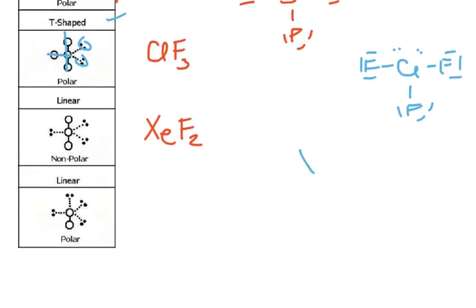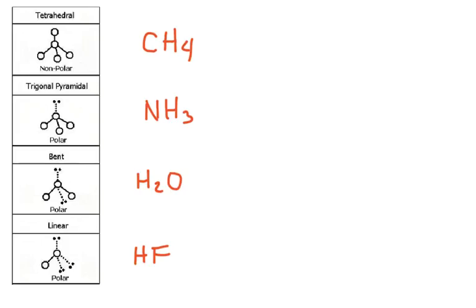XeF2, okay, xenon has 8 valence electrons. We can use 2 of them to hook on the fluorines, and that leaves 6, which would be 3 pairs. Steric number 5, 3 lone pairs. All 3 are in the axial position, so what's left over is going to be linear. I don't know of an example of this one.